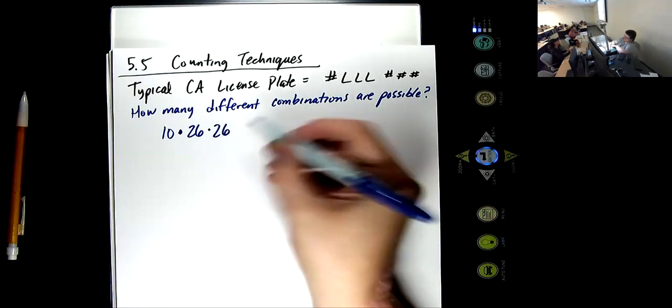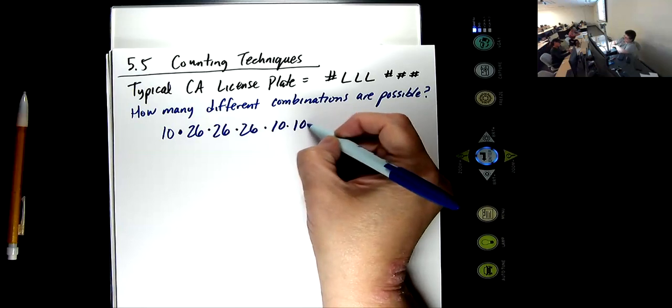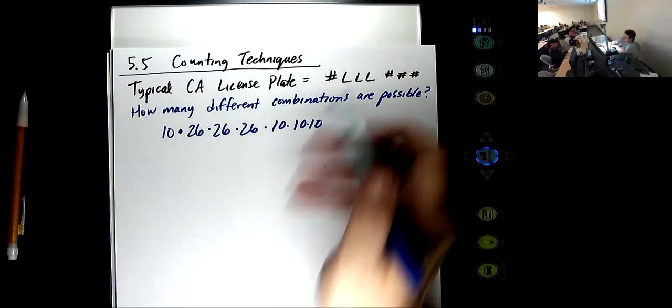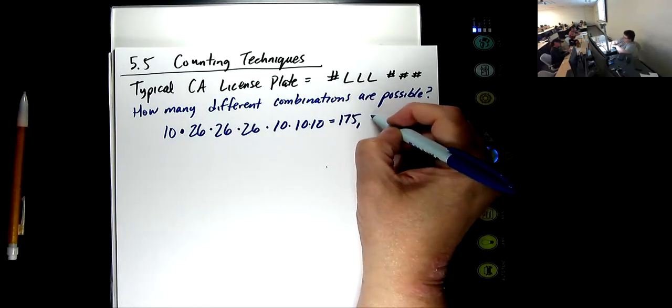Same with the second letter and the third letter. And any of the later numbers could be that as well. You can have repeats on a license plate. If you multiply this out, this is 175,760,000.